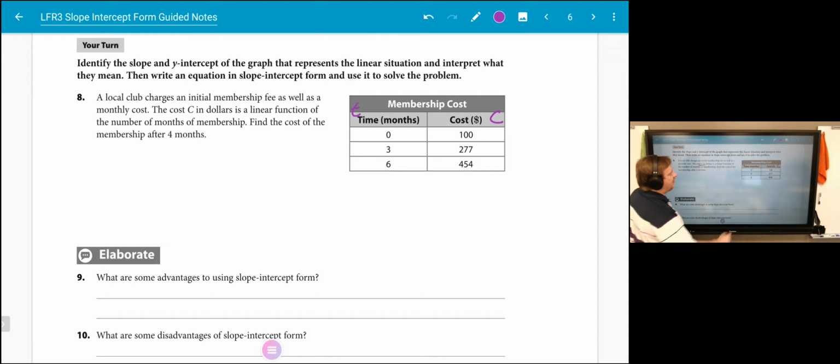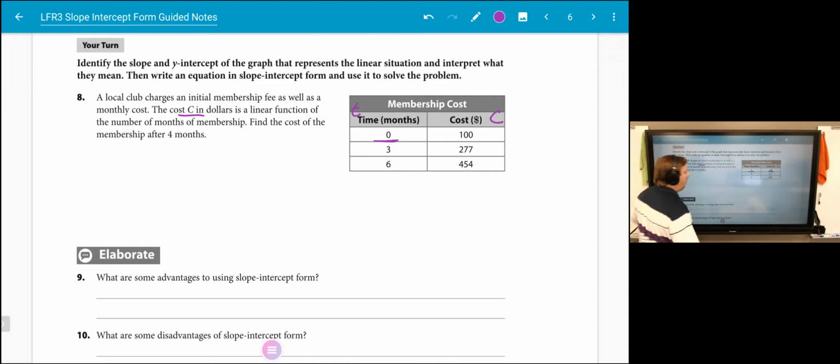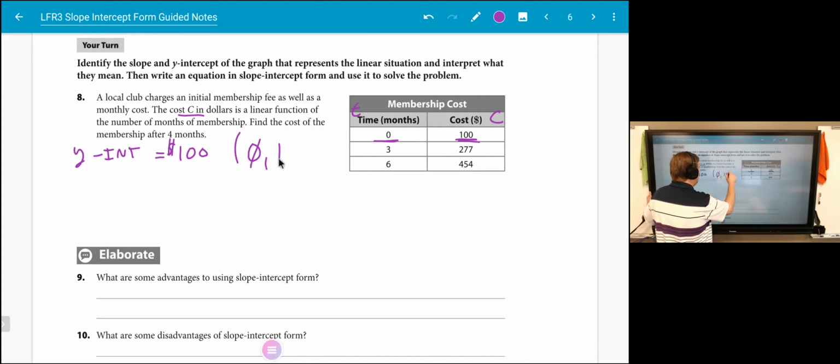And do I have an initial value? I do. 0 months is $100. So our y-intercept is $100. That means it's the point (0, 100) if we were graphing it. Well, we got to find the slope. Well, I've got 2 points. I can do this, right?